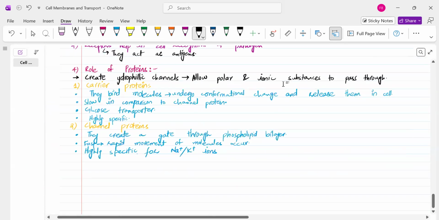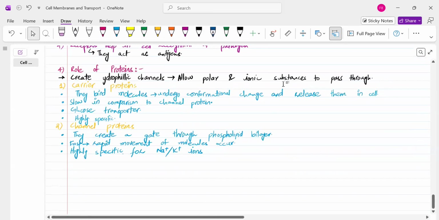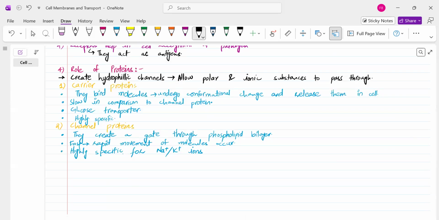Clear? The proteins create hydrophilic channels. Otherwise, the water molecules or polar molecules cannot pass the phospholipid bilayer, because in the center of the phospholipid bilayer you have fatty acid chains. Those fatty acid chains will not allow water to pass through.